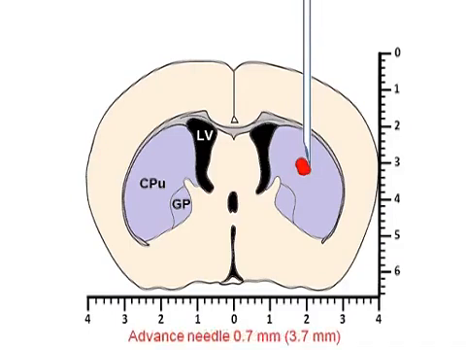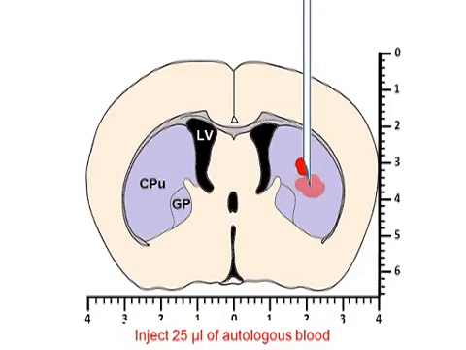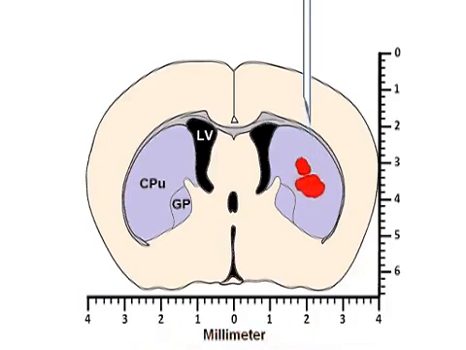The needle is then advanced 0.7 mm to the target position of 3.7 mm in depth. After a waiting period of 5 minutes, 25 microliters of autologous blood are injected into the striatum. The needle is left in place for an additional 10 minutes before being slowly withdrawn at a rate of 1 mm per minute. Coagulated blood of the first injection prevents back leakage along the needle track.